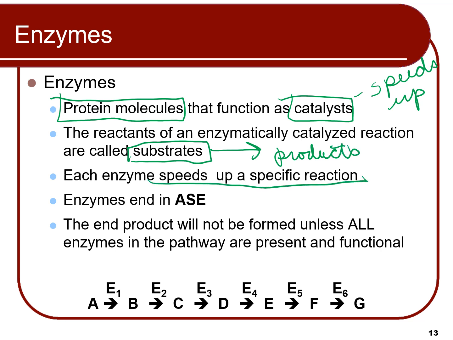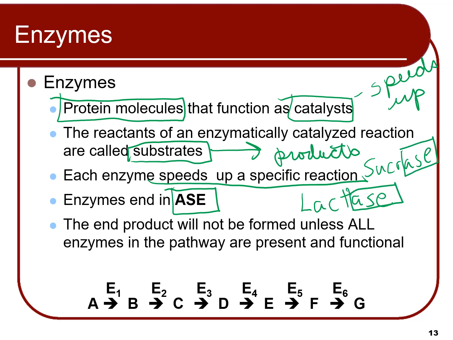The official name of enzymes always ends in ASE, so you can tell something is an enzyme by its name. Sometimes there are names that aren't as familiar, but for example, lactase is an enzyme that breaks down lactose. Sucrase is an enzyme that breaks down sucrose. So they have that ASE ending indicating it's an enzyme.